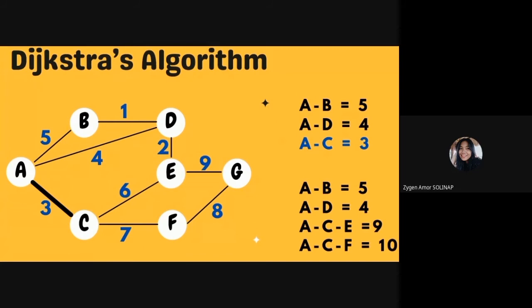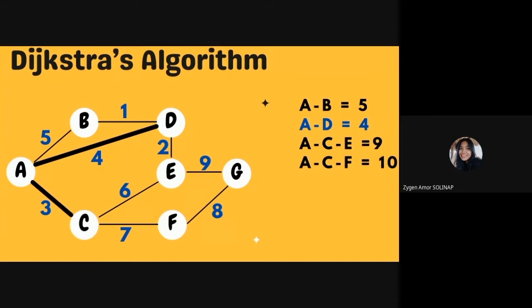So path ACE has a total distance of 9 kilometers, while path ACF has 10 kilometers. So compare again, and the shortest distance among the four is path AD, which is 4 kilometers. Okay, let's establish again. So this is the one from earlier. Since we ended on node D, let's connect it to node E.